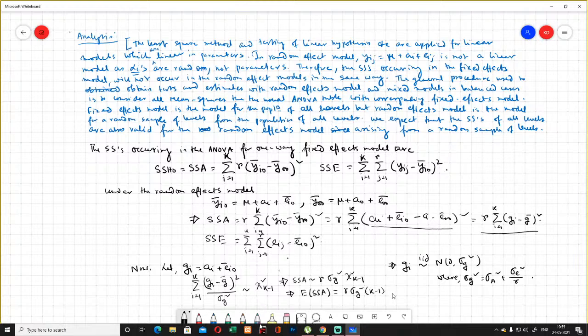So this means the expectation of SSA by k minus 1, which we know as MSA, the mean sum of squares due to the factor, is equal to r sigma g square, meaning r sigma a square plus sigma e square. Therefore the expectation of MSA is equal to r sigma a square plus sigma e square. Okay.